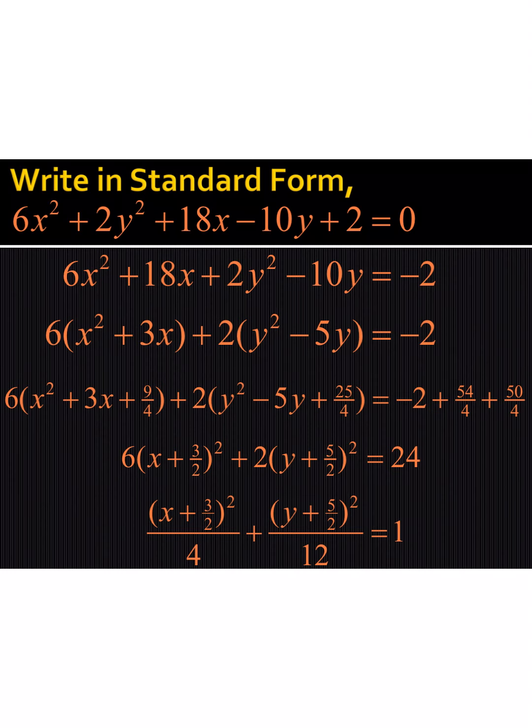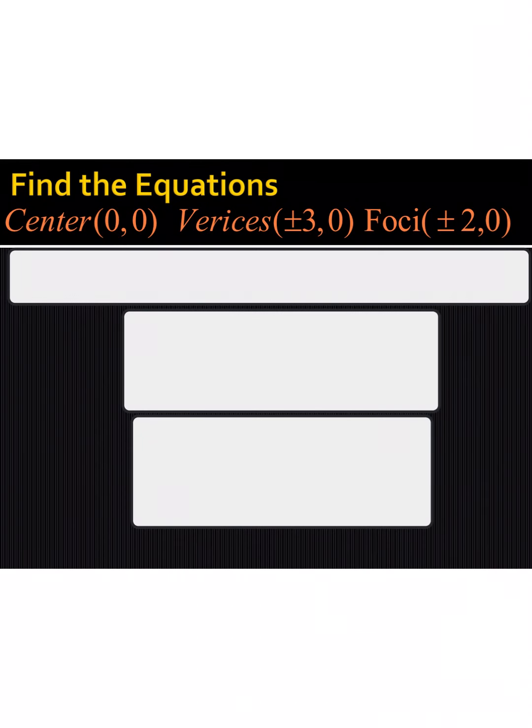Now that I have it in standard form, I can identify if I have a vertical or a horizontal ellipse. Looking at my denominators, I can see my bigger denominator is under y, so this time I'm going to have a vertical ellipse.